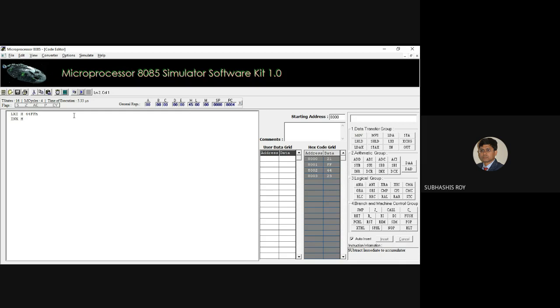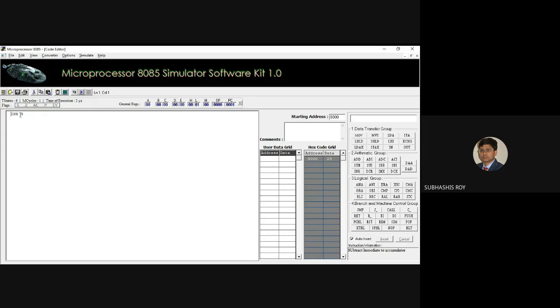There is another basic concept. This INX instruction is taking 6 T states. This is a 1 byte instruction, 1 machine cycle, opcode fetch, but it takes 6 T states. Let me just show you. INX H: 6 T states, 1 machine cycle. Why is it taking 6 T states? Because in the case I have shown you, it is increasing a 16 bit number, not an 8 bit number, so there are more operations involved.